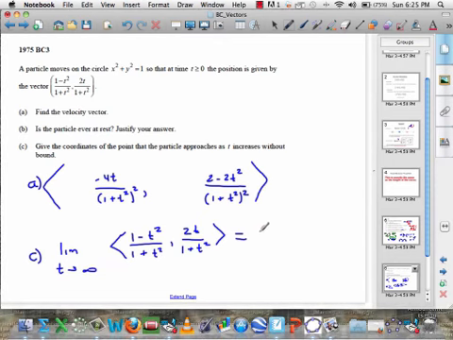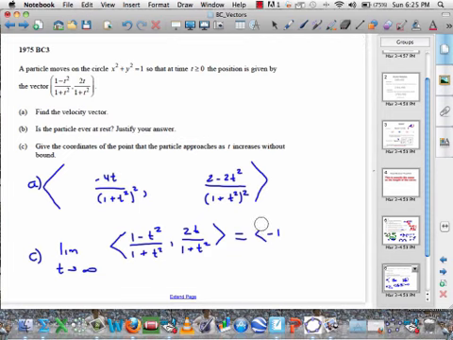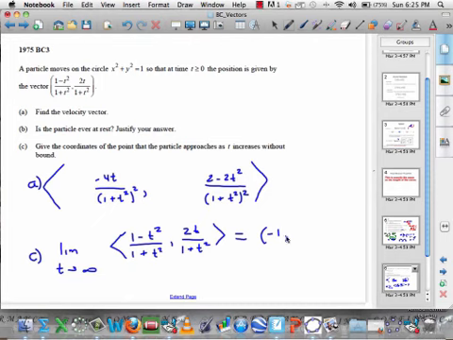And I don't want vector notation now, necessarily. The coordinates are going to be -1, and over here I have a 2t and a t squared. The denominator is going to dominate. And so this particle heads towards the ordered pair (-1, 0) as t gets big.